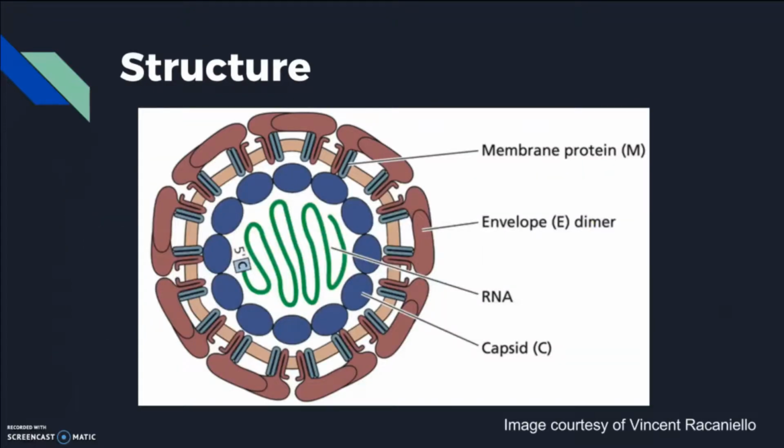Here's a diagram of the structure of the Zika virus. This squiggly green line is the genome RNA, and it's surrounded by this blue shell, which is the capsid. This tan circle around the capsid is the lipid bilayer membrane, and these structures right here are the envelope proteins. Brown is the envelope protein E, and this blue one here is the envelope protein M.